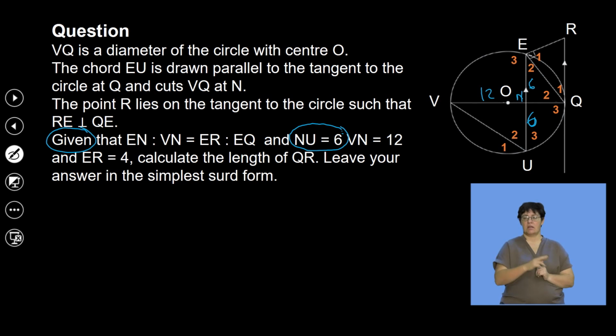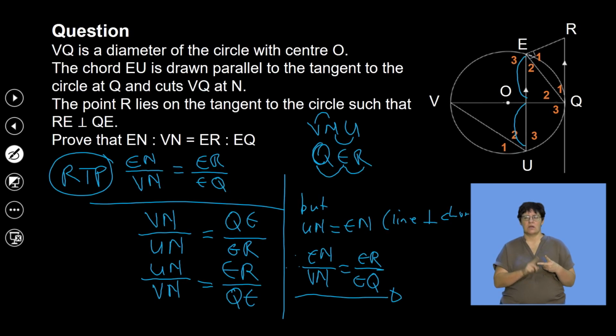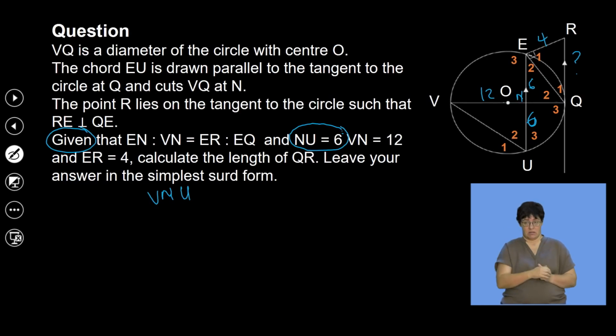And ER is 4 units, so my ER is 4 units. What do they want? We need to calculate the length of QR, so I want to find this length here. So I'm going to go back again and look at the ratios that I've actually spoken about. So remember the triangles that we spoke about was VNU and the other one, the angle at V, so it's VNU and QER.